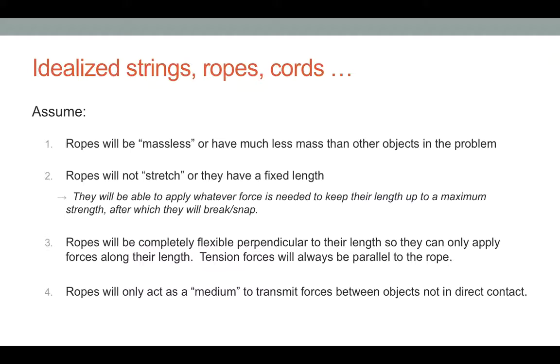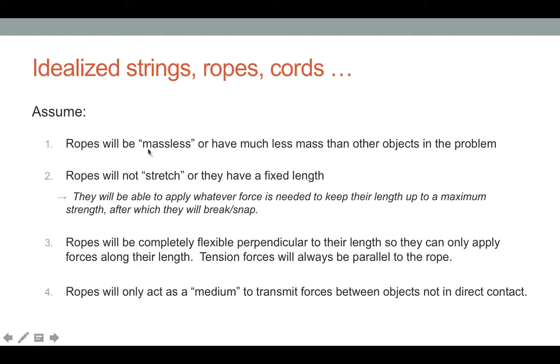So we will not effectively draw free body diagrams for a rope because the mass of the rope will be zero, and the forces on either end therefore have to add up to zero. And we'll use it only as a medium to transmit forces between objects that are not otherwise in contact. So your hand can apply a force to a block without touching the block if we put a rope in between your hand and the block. So these are the assumptions we're always going to make about ropes.